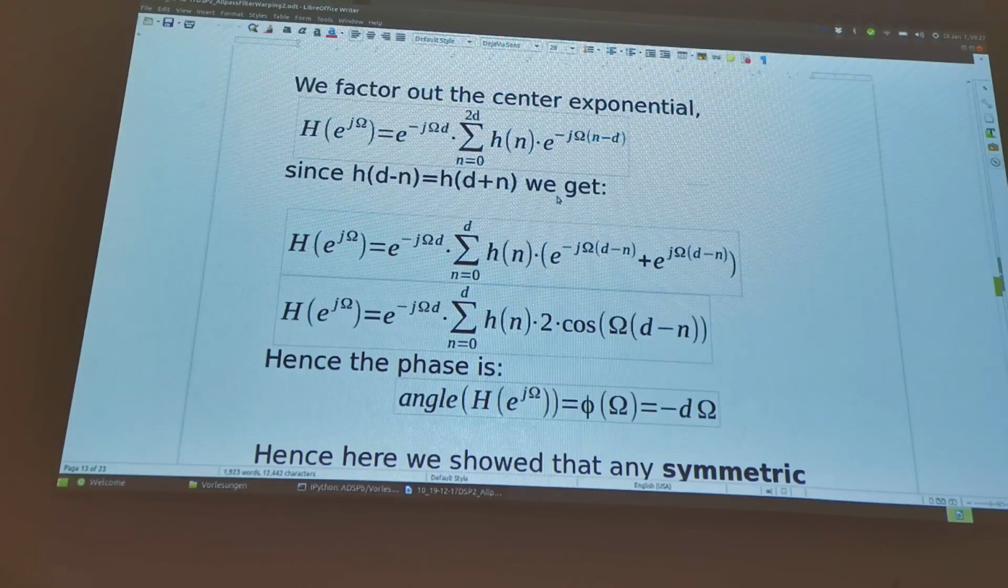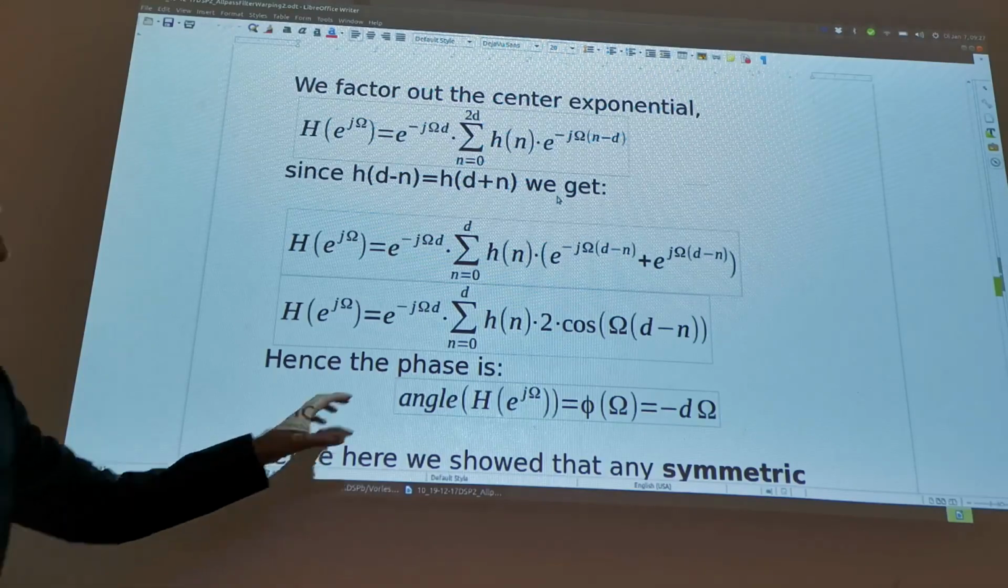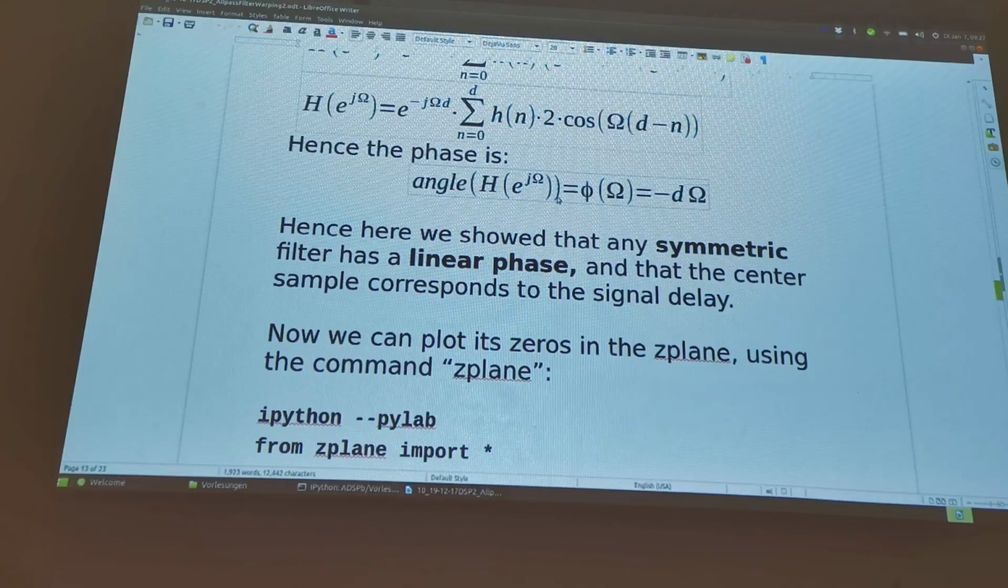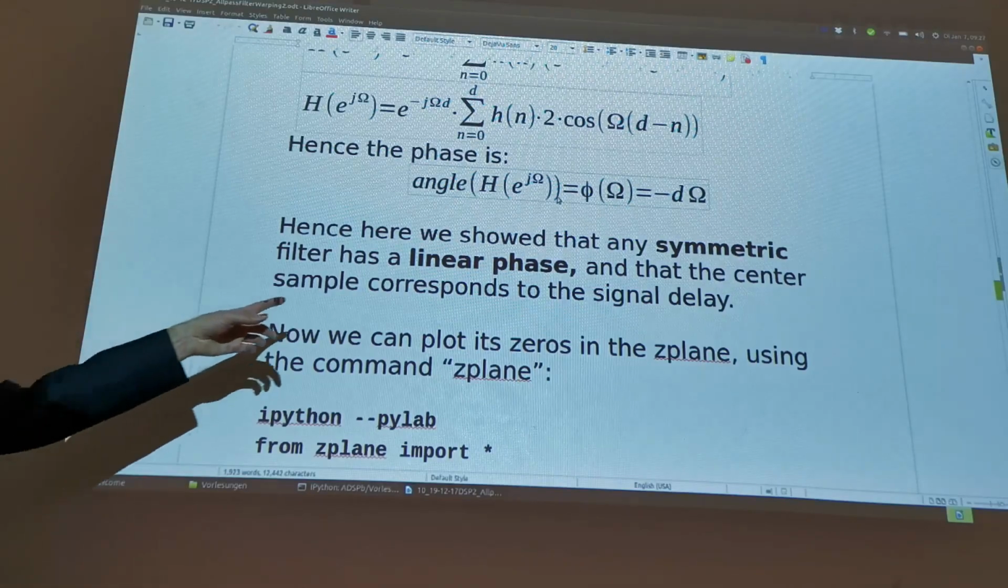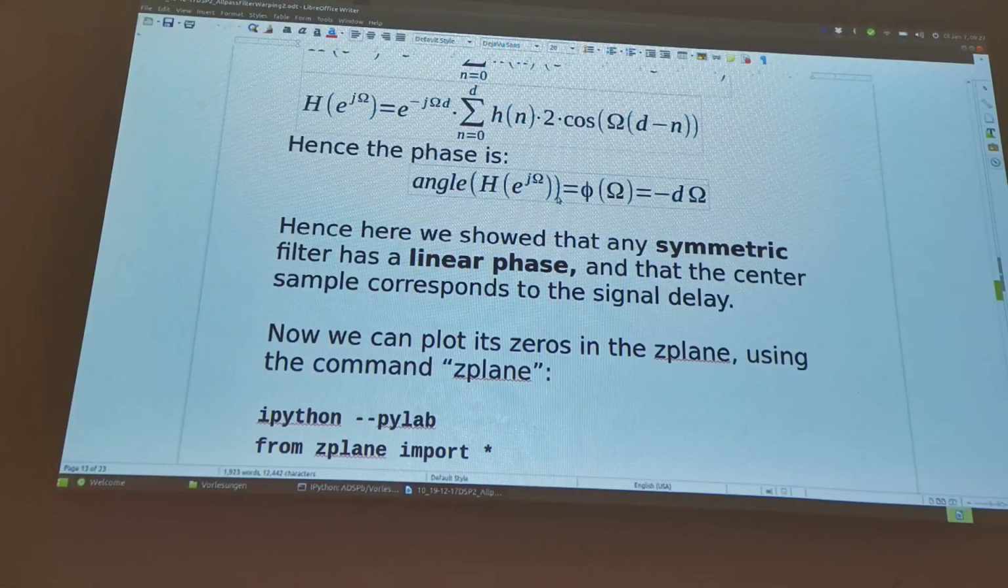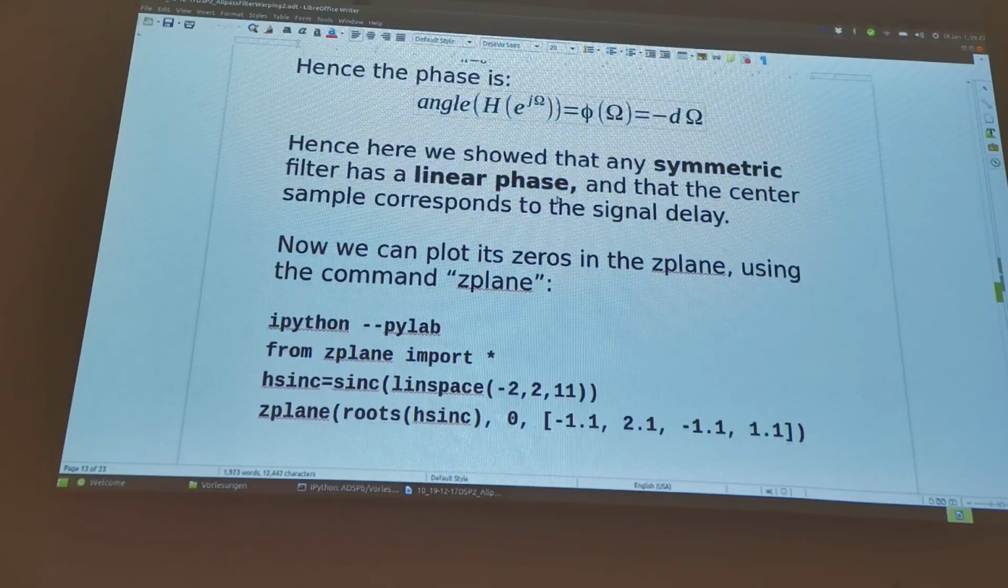So that shows that if we have a symmetric impulse response, we get a linear phase filter. Just from the symmetry. Yeah, so any symmetric filter has a linear phase. And the center sample corresponds to the delay. Make sense? Yes. So this basically proves that a symmetric filter impulse response leads to a linear phase frequency response.